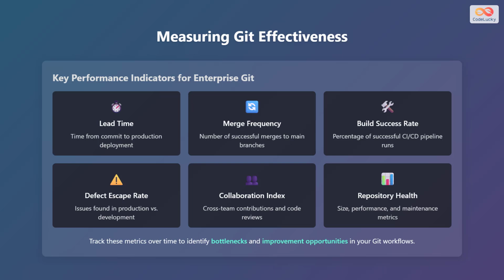Measuring the effectiveness of Git workflows in an enterprise involves tracking key performance indicators. These metrics include lead time, which is the time from commit to production deployment, merge frequency, or the number of successful merges to main branches, build success rate, representing the percentage of successful continuous integration and continuous delivery pipeline runs, defect escape rate, which is issues found in production versus development, collaboration index, showing cross-team contributions and code reviews, and repository health, covering size, performance, and maintenance metrics. Tracking these metrics over time helps identify bottlenecks and improvement opportunities in your Git workflows.